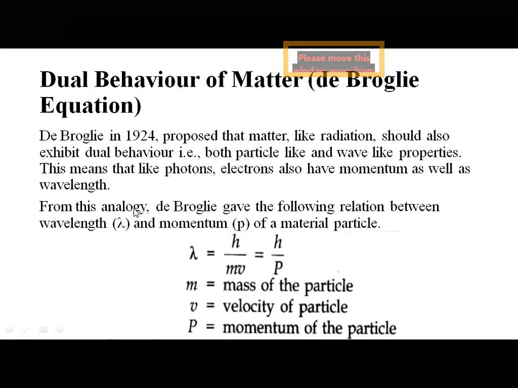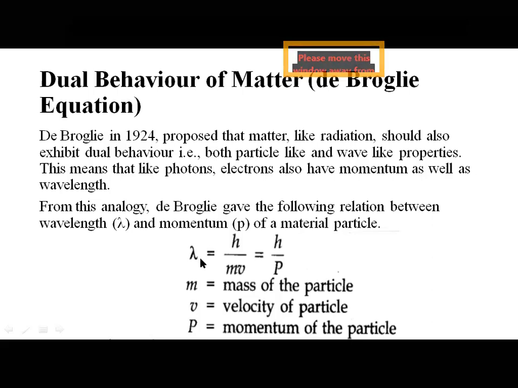He was a French physicist. He suggested that if light has both particle and wave-like nature, then similarly matter should show duality in nature. Electron also behaves like a material particle as well as a wave. So this presented a new wave mechanical theory of matter.